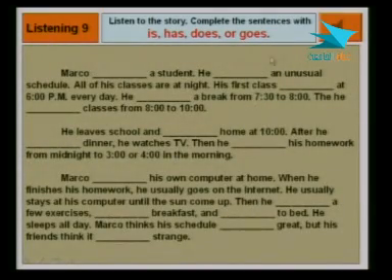Okay. Now listen to the story. Complete the sentences with is, has, does, or goes. Okay? Listening number 9. And this is the story. As you can see, we have, of course, some missing words, right? And they are, of course, either is, has, does, or goes throughout the whole text. So let's listen again to the story.